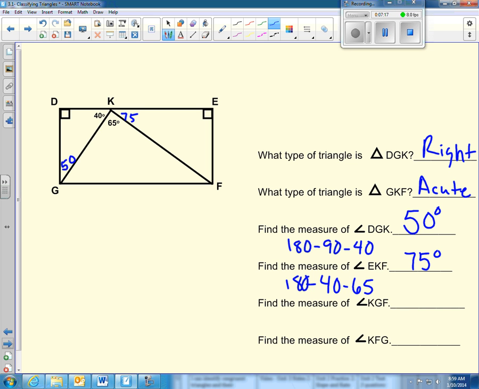Okay, next one says find the measure of KGF. So we're looking for this angle here for KGF. And then the next one, number 6 says find the measure KFG. So KFG is going to be this one. So I'm actually going to ask you to do these 2 on your own for our next class, and you're going to be able to use your information that you know to find those.